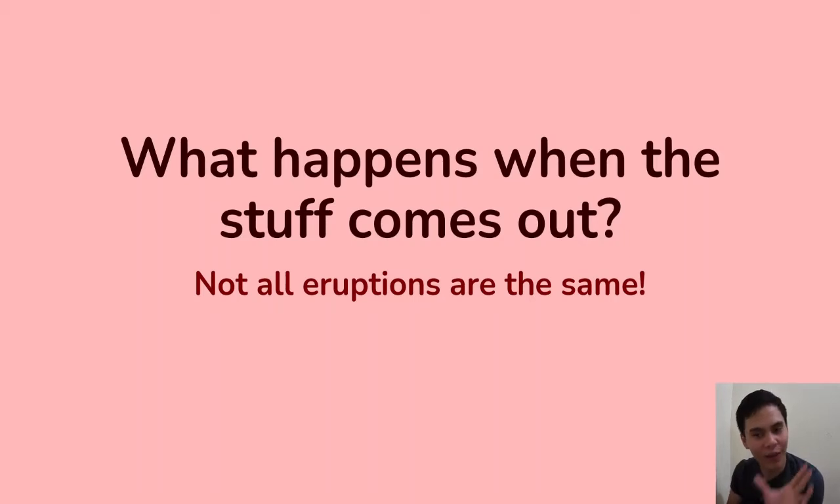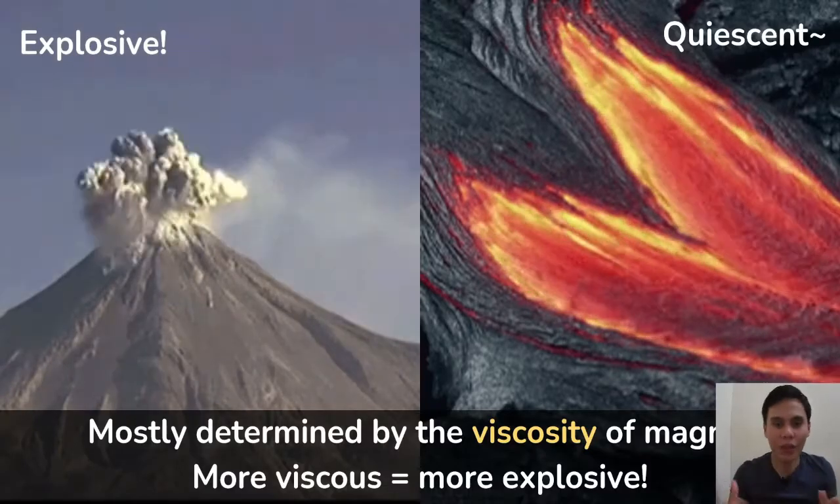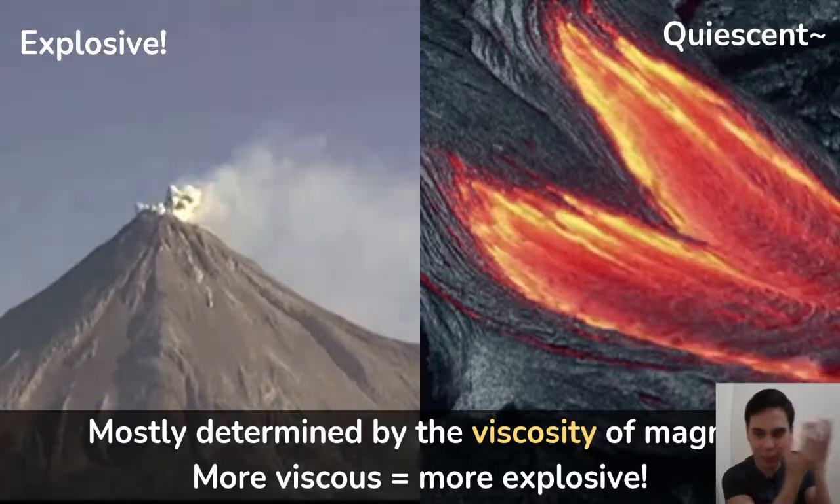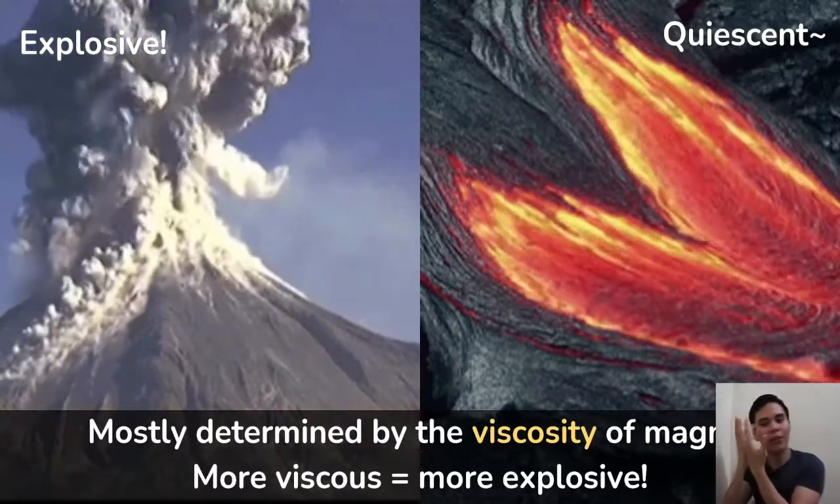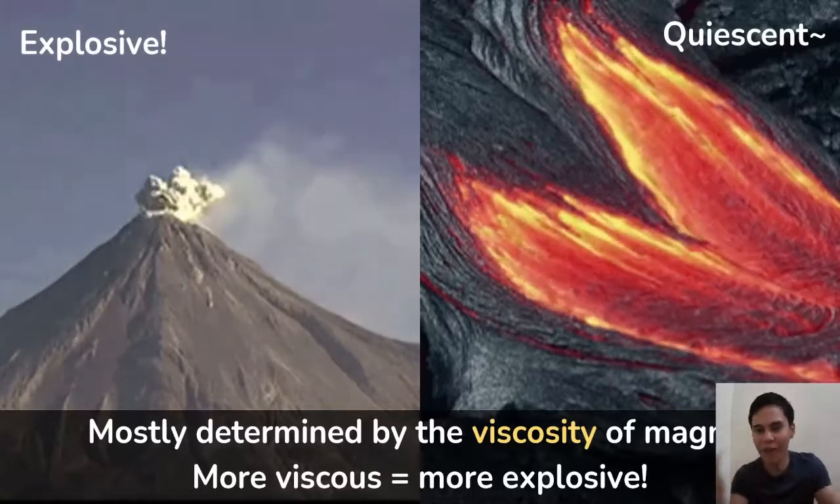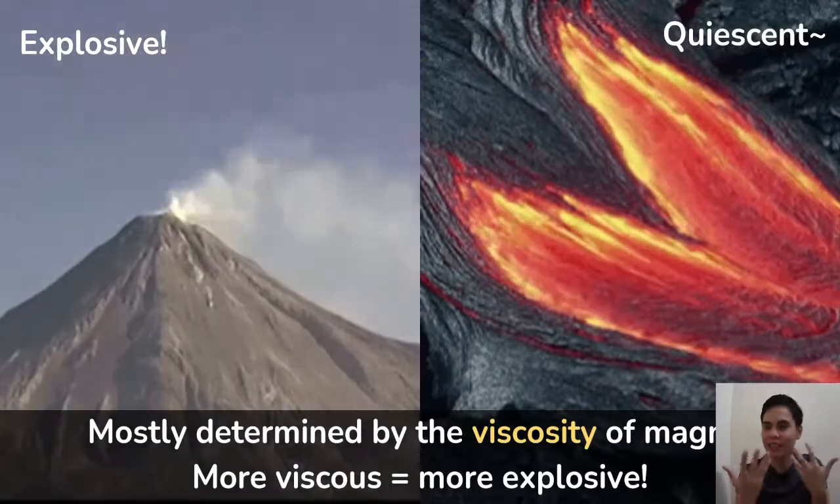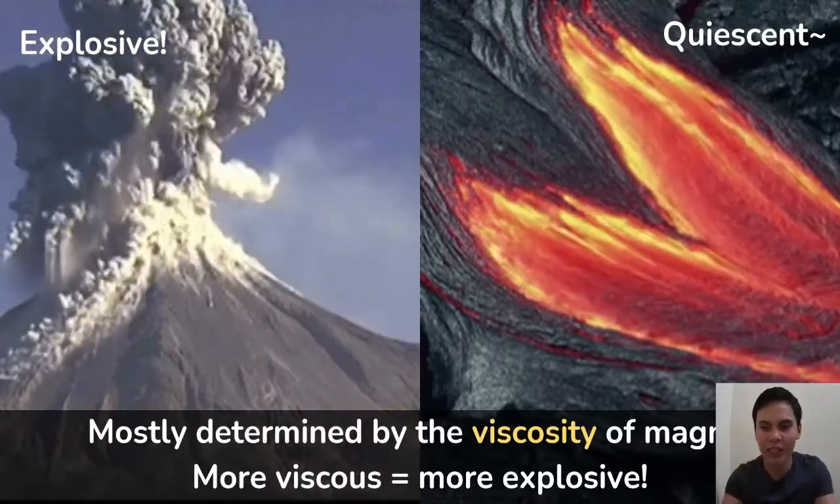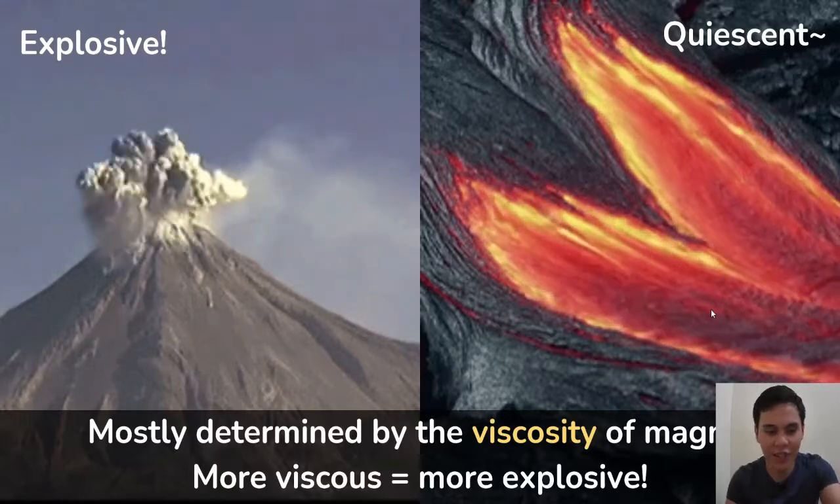Now, what happens when the stuff comes out of that volcano? Not all eruptions are the same. Some are worse, some are more gentle, and these are the factors that determine an eruption. So there are two main types. There's the explosive on the left side and the quiescent on the right side. Explosive is self-explanatory. Quiescent means it's more quiet, it's more chill. Although it's still hot, so it's not exactly chill.